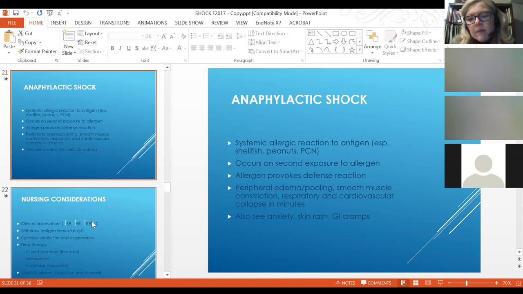That allergic response leading to anaphylactic shock usually occurs on the second exposure. Remember that the first exposure produces the antibodies. Common antigens include shellfish, peanuts, pollen, penicillin, and insect bites. What are some of those other causes of anaphylactic shock? Some really odd ones.